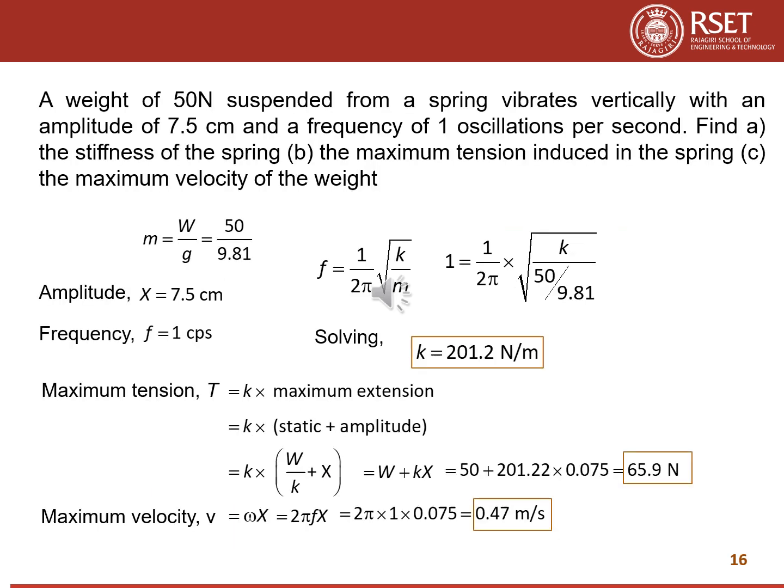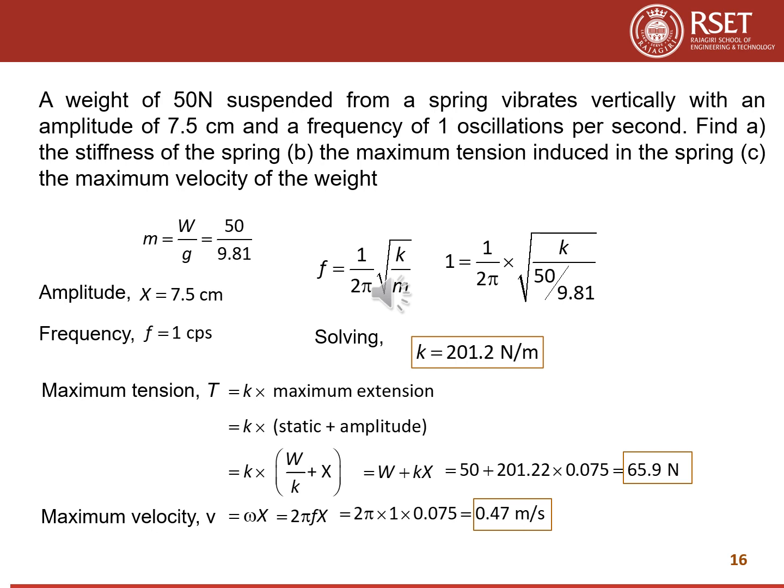Now let us consider a numerical example. A weight of 50 Newton suspended from a spring vibrates vertically with an amplitude of 7.5 cm and a frequency of 1 oscillation per second. Find A, the stiffness of the spring, B, the maximum tension induced in the spring, and C, the maximum velocity of the weight.